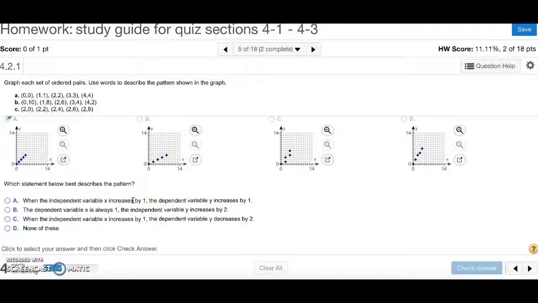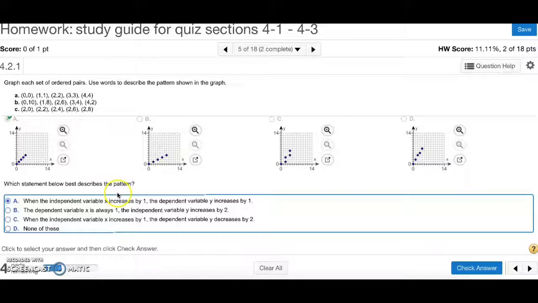So what the statement describes the pattern, we're increasing by 1 for x and increasing by 1 for y. So we're going to choose A. X is increasing by 1, y is increasing by 1.